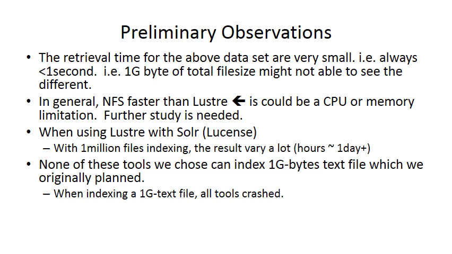So in a preliminary observation, number one, the retrieval on our data set is not good enough to tell the difference for each retrieval, so we probably need a bigger file to index. In general, in our case, NFS is faster than Lustre, which could be due to CPU and memory limitations. We're going to do further study on that.